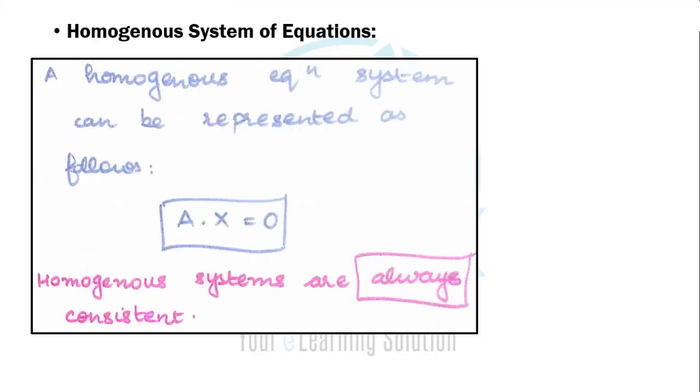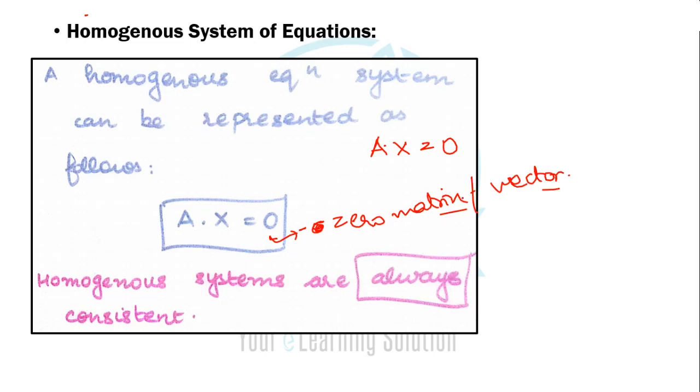So let's get started. Now, a homogeneous equation system is essentially an equation system which is represented by the following equation: A into X is equal to 0. This is a zero matrix. This is not the number 0, but it's a zero matrix. Or it's a zero vector, I should say, because it's a column vector of constants and the constants are all equal to 0.